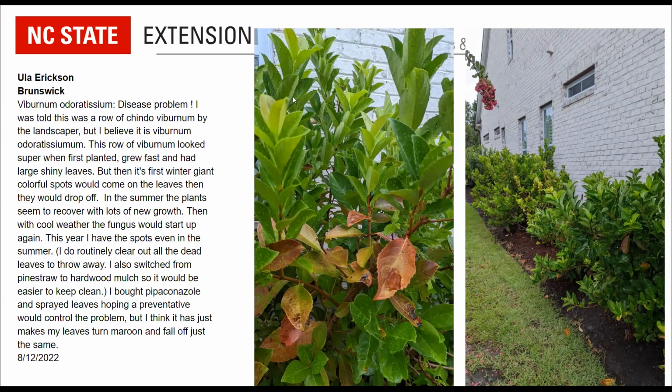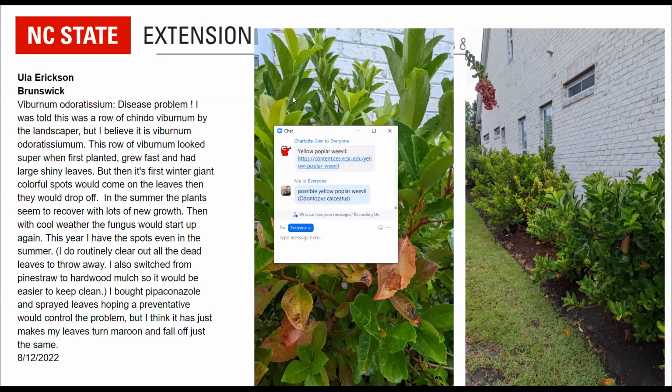That's probably a good idea in general. I bought propiconazole and sprayed leaves, hoping to help control the problem, but I think this just makes my leaves turn maroon and fall off just the same. So we'll assume for the moment that it is that species, which was, when I looked it up, hardy 7A to 9B, I think. And in Brunswick County, you are in what, 8B? Is that right? 8A somewhere? No, I think 8A.